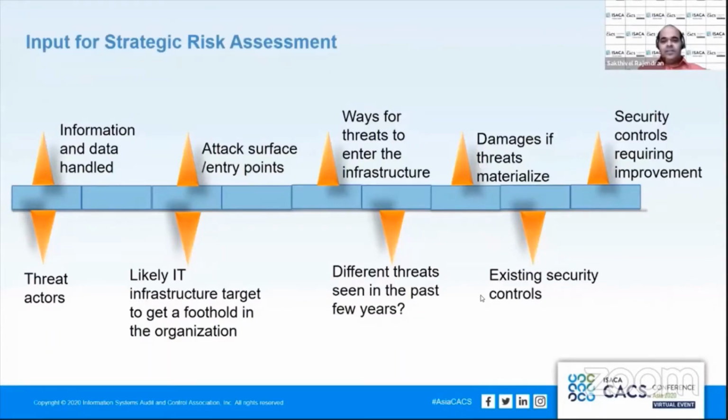Then we also look at what damage could happen to the organization if any of the threat actors exploit a vulnerability and the threat becomes a risk. Then we also need to look at what existing controls are safeguarding the organization from the threats and threat actors. Finally, we need to look at which of the existing controls require improvement so that they continue to provide protection to the organization from the onslaught of attackers. Answering these kinds of questions would help us to develop a threat profile for the organization.